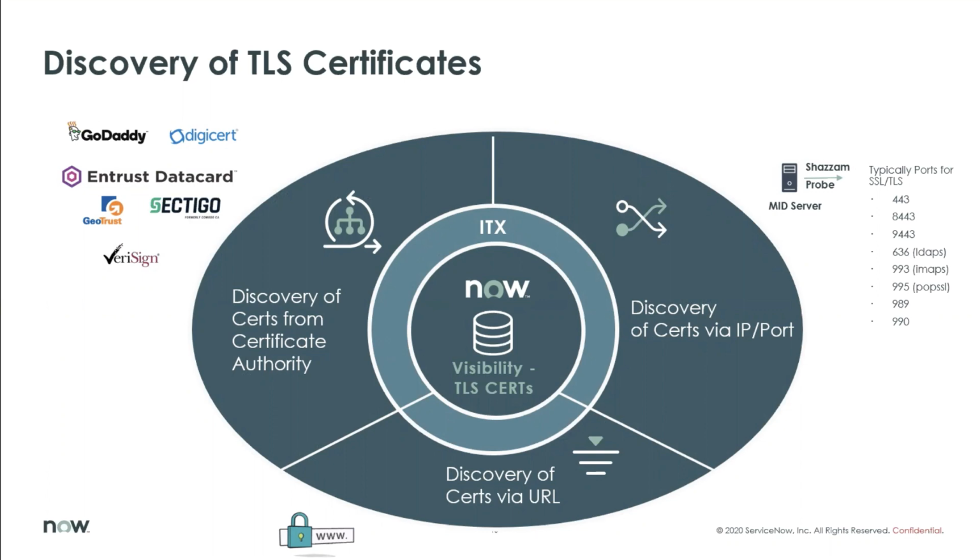First, let's talk about the discovery of certificates. We can gather the certs from a certificate authority. Today, we support GoDaddy and DigiCert out of the box. Next up will be Sec2Go and Entrust. We can discover certs via URL provided, and I'll demonstrate how that can be done during the demo portion of this session. Discovery of certs can also be done via IP or port-based discovery, as we utilize the Shazam probe to accomplish this. Typical ports we look for out of the box are those listed on the right-hand side of the slide.